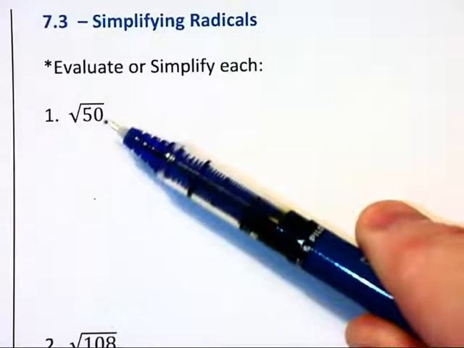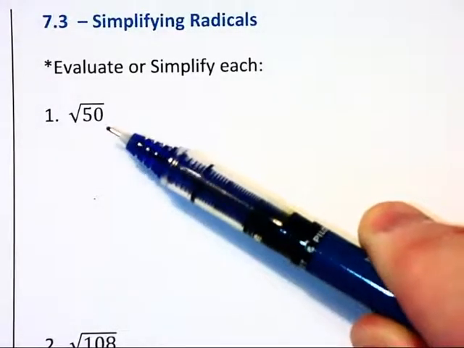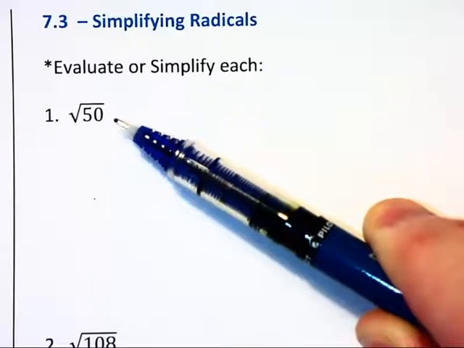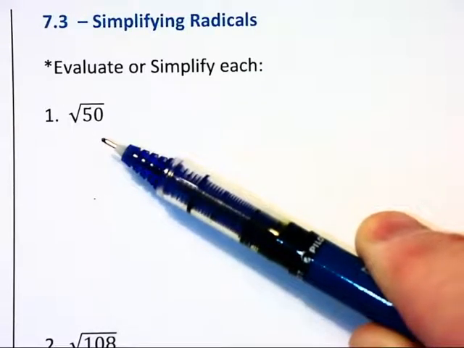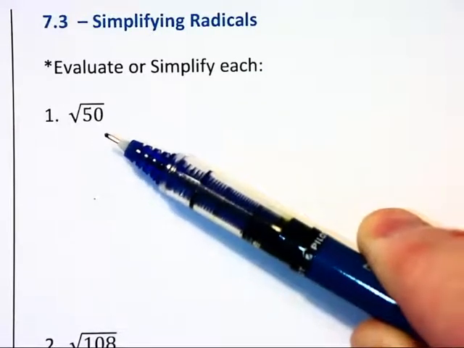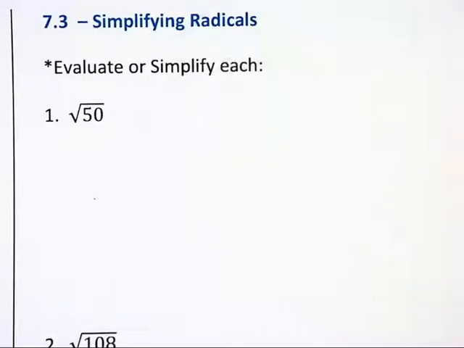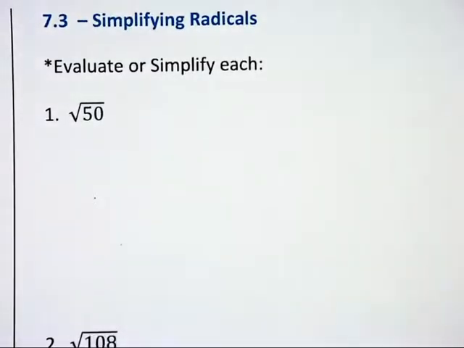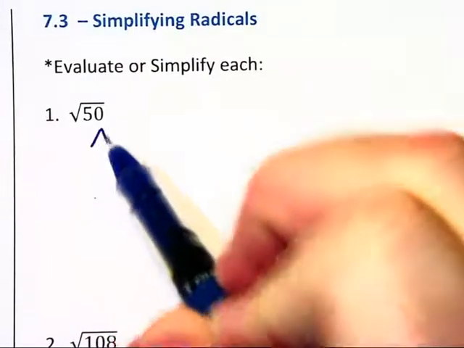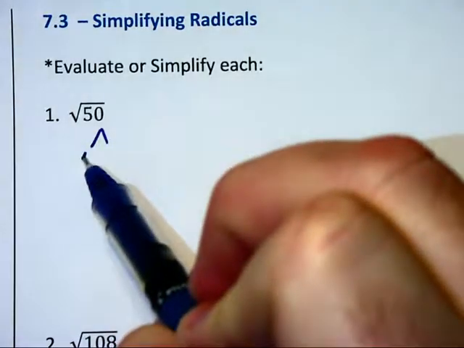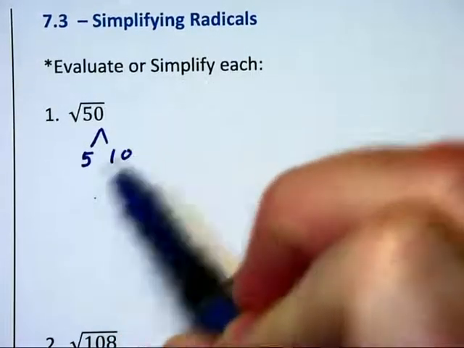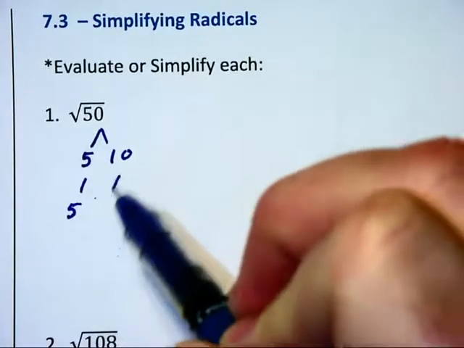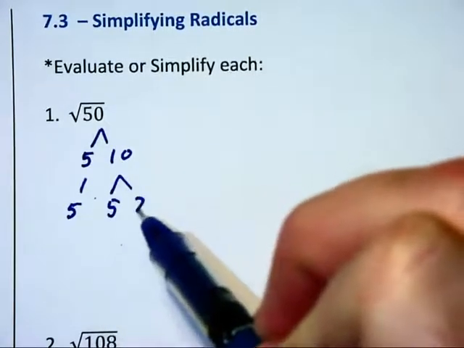If this first problem was the square root of 49, we know that its value would equal 7, but we have no real number or no integer whose square is 50. So we have to try a different approach to simplify this radical. What we want to do is a factor tree and break down this 50 first into 5 times 10, and then the 10 we can break down into 5 times 2.